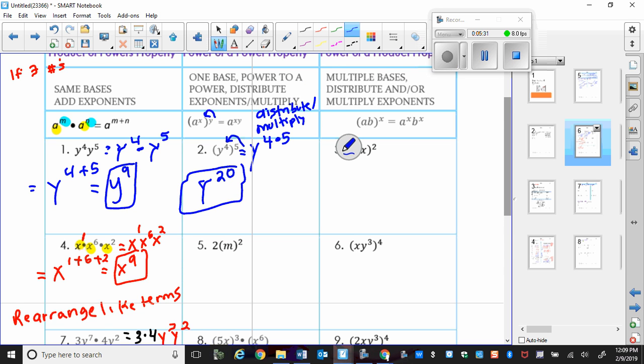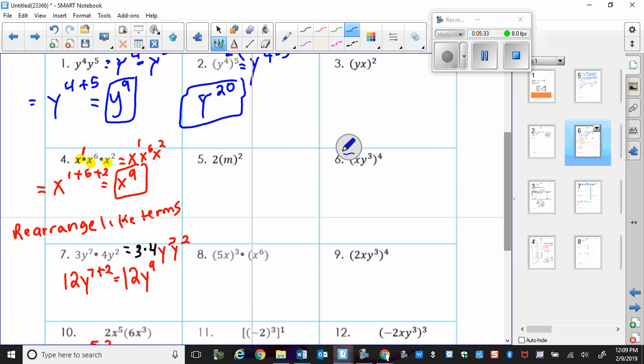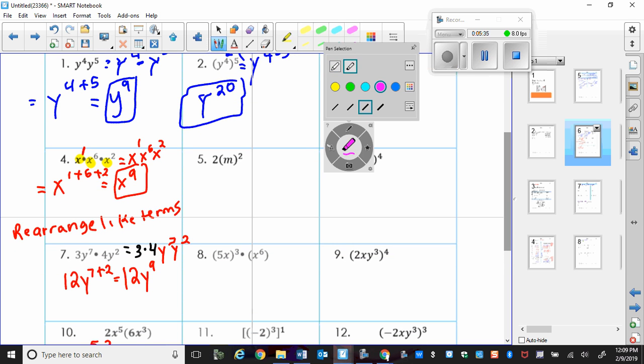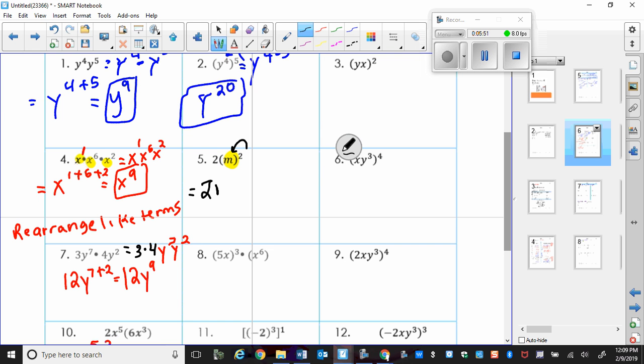Next problem. Now, remember, we got to be careful here. Only on the inside is that 2, inside of the parentheses, is that 2 distributing. So 2 distributes to the m on the inside. There's no number there. We can assume it's 1. But it doesn't do anything to 2. So 2m squared. That's my final answer.